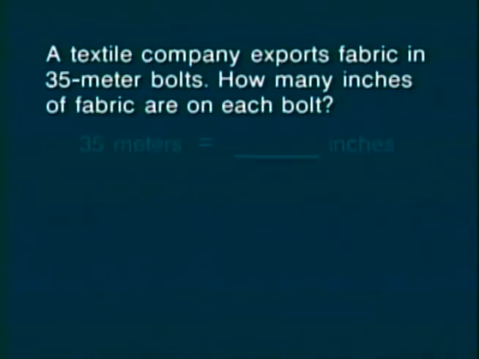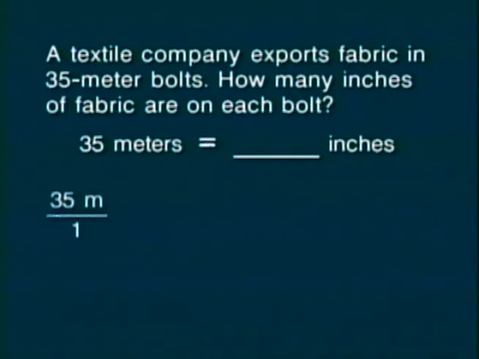To solve the problem, we'll convert 35 meters to an equivalent number of inches. Start by writing 35 meters as a fraction. Since we want a U.S. unit in the answer, we'll use the transition factor that has a U.S. unit, inch, in the numerator. 1 inch over 2.54 centimeters.